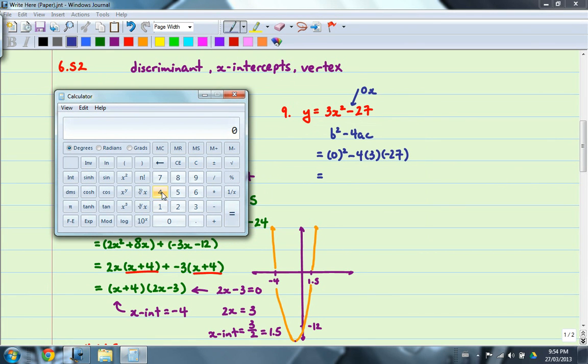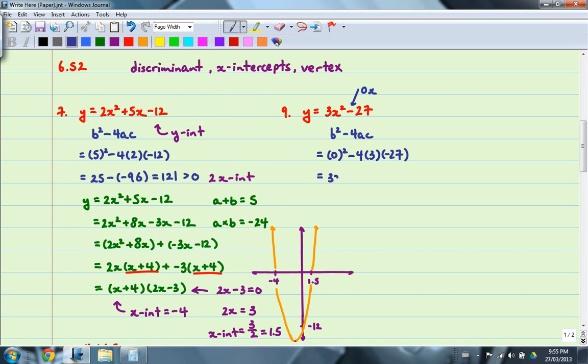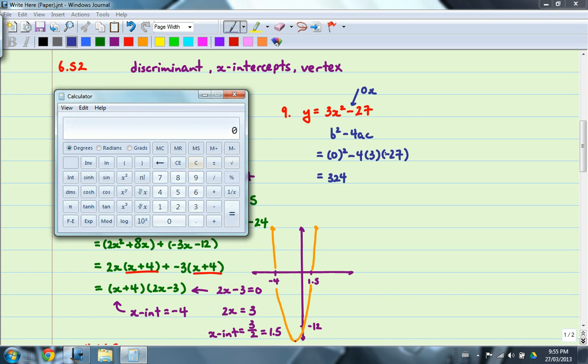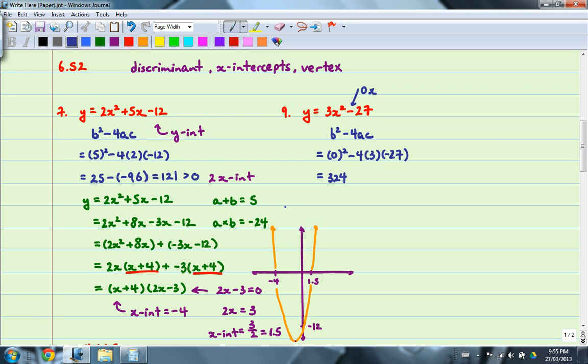So we have 4 times 3 times 27. So that will be 324. So that's certainly going to be positive as well, because you have two negatives, one before the 4 and one before the 27. So let's double check that one. Yeah, it is 324. Okay.